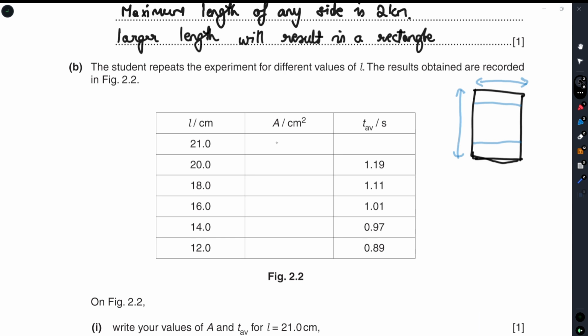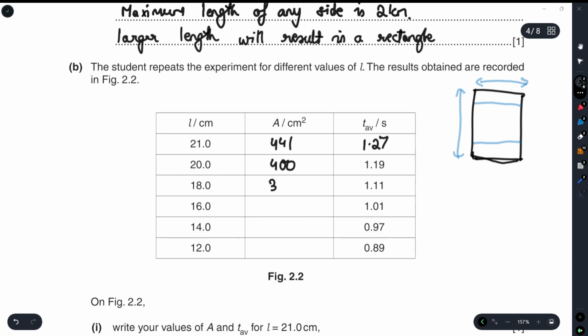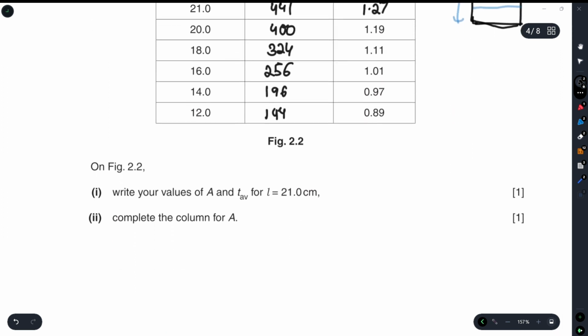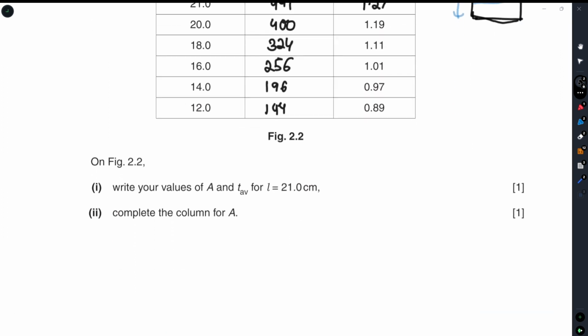So area is 441. TAV is 1.27. This is 400. This is 324. 256. 196 and 144. ठीक है जी. So again, squares are simple basic. In P1 math you don't have a calculator, so I think you should remember these squares as well. All the way till 30 if I'm not wrong.